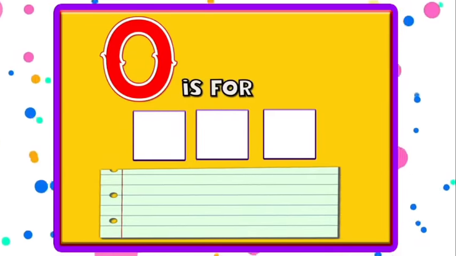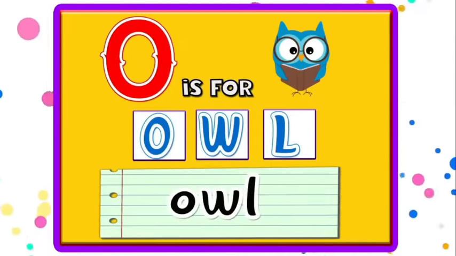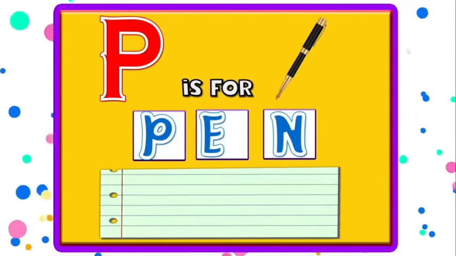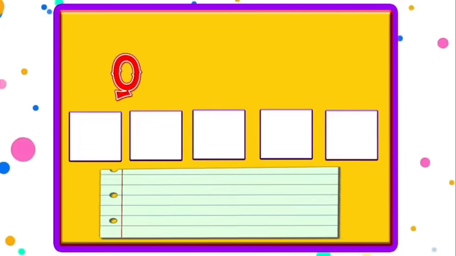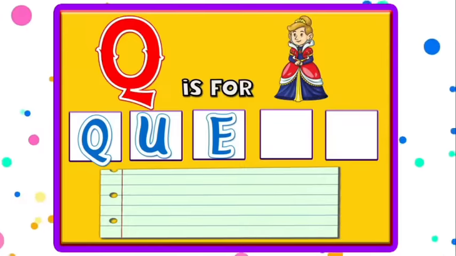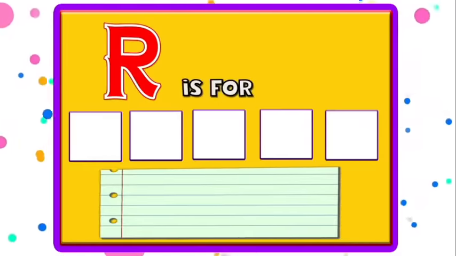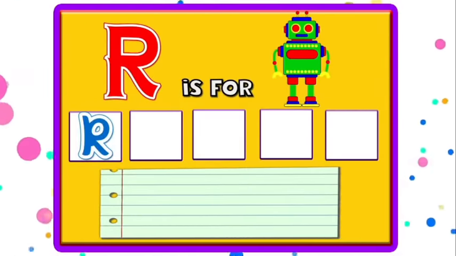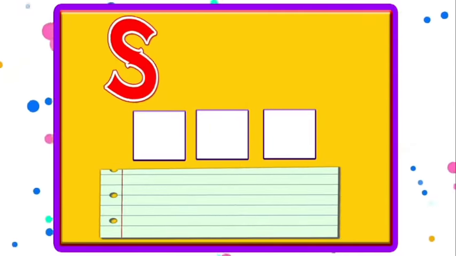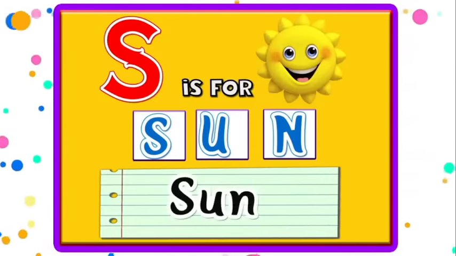O is for owl. O, W, L, owl. P is for pen. P, E, N, pen. Q is for queen. Q, U, E, E, N, queen. R is for robot. R, O, B, O, T, robot. S is for sun. S, U, N, sun.